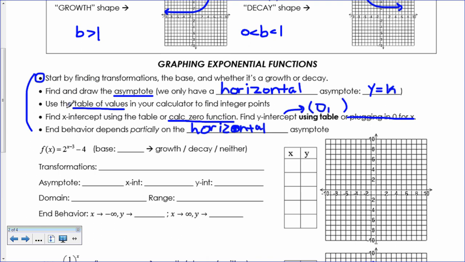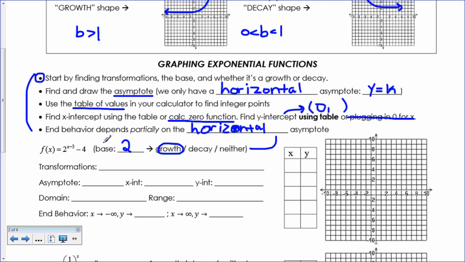We're going to set our foundation by finding transformations, the base, and whether it's a growth or decay. So remember, the base is directly underneath the variable. So my base is going to be 2 here. Because that's bigger than 1, this is going to be a growth. So it's going to make that upward shape like this.